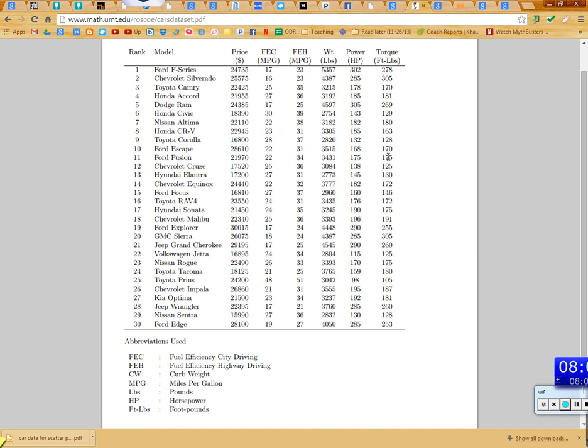But here's what I'm going to ask you. With all this data, if I gave you the price of a vehicle, regardless of whether it was a car, a truck, an SUV, even a hybrid, the Prius is on here, do you think that would tell me something about its weight? Do you think price and weight have something to do with each other? Yeah, I think the more expensive the car, the heavier the car.